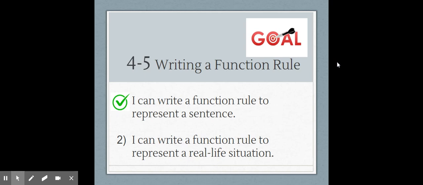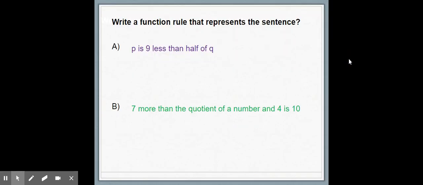So we're going to start off with this first goal. I'm going to give you two sentences. They look like this. And you can see it's a lot like what we were doing with expressions, where we're just going to take each of the words and change it into a mathematical symbol. So let's give this a try.